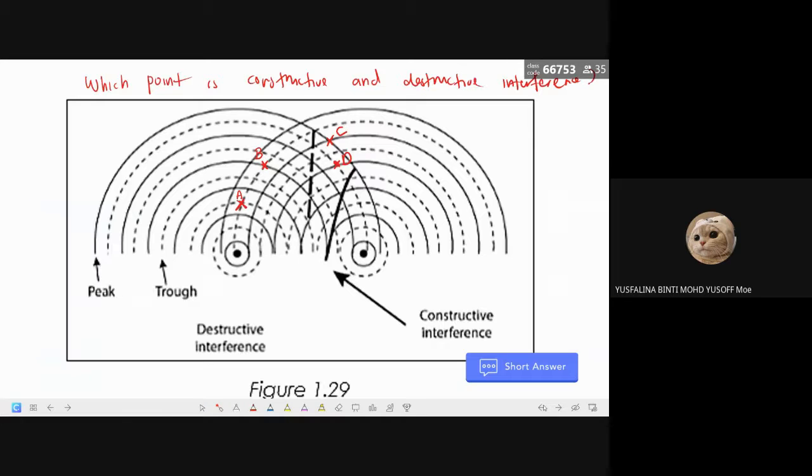So let's check the answer here. Which point is the constructive and destructive interference? You can see the dotted line is the trough and the solid line is the crest. At point A, trough meets trough, so we form constructive interference. At B, crest meets trough, so this is destructive. C is crest meets crest, so this is constructive. And D is crest meets trough, so this is destructive.